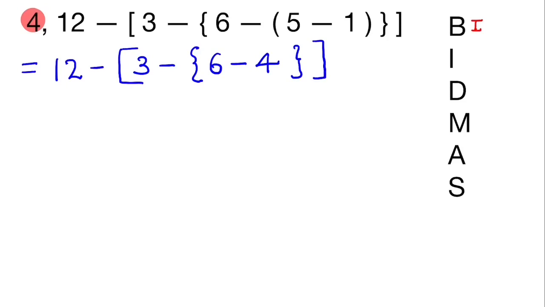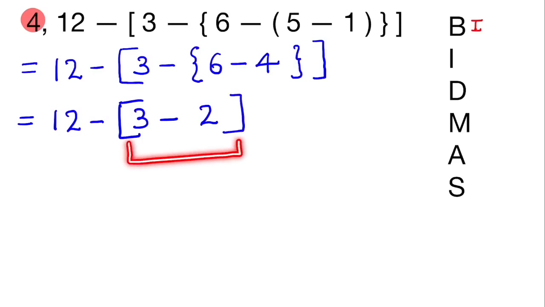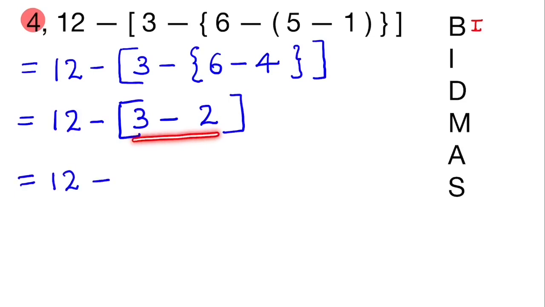The next innermost bracket is curly brackets. So 6 minus 4, which is equal to 2. Now the only set of brackets that is remaining is the square brackets. So let us remove the square brackets. 3 minus 2, which is equal to 1. So 12 minus 1, 11.